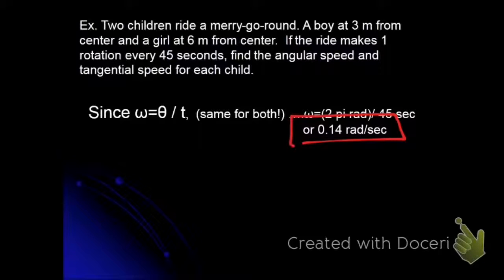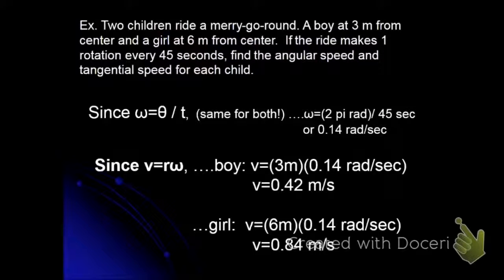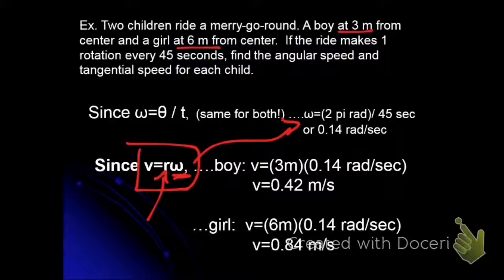And now we're going to turn it into something I think a little bit more useful, which is how fast is the boy and the girl going tangential to it, something in meters per second. So we're going to use our tangential velocity equation, and now we're going to be able to plug in the radius from the numbers up top, and we're going to be able to plug in the angular speed, which we just calculated right there. And now we can see that the boy who's only 3 meters from the middle is going slower than the girl who is 6 meters from the middle. So the further you are from the center, the faster your tangential speed is going.